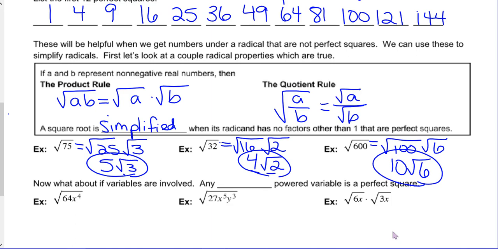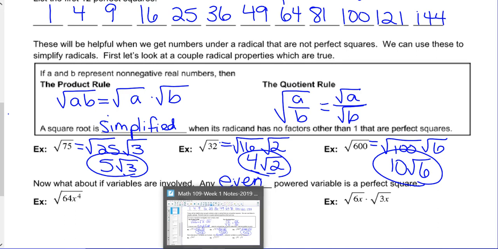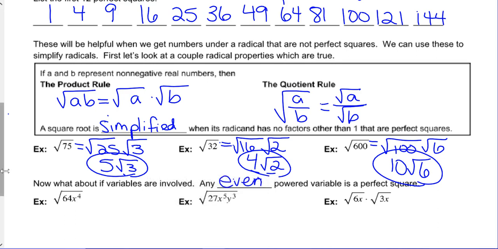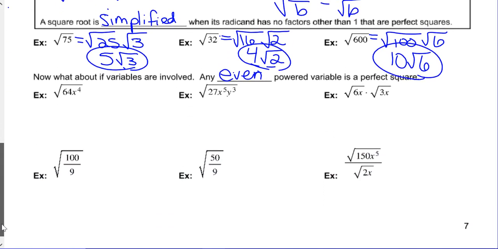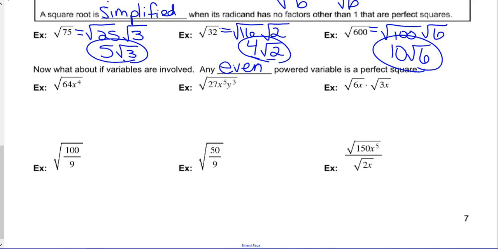Now, what about if variables are involved? When we look at variables, we're now looking at their power. And we're not looking at necessarily these numbers that are perfect squares to go into it. We are wanting to hone in on even-powered variables. They are going to be perfect squares. So if they are not evens, then you're going to have some leftover within your radical. Okay, so let's look at what we have here.